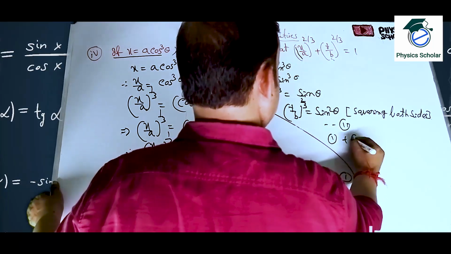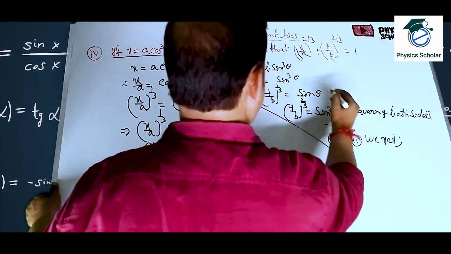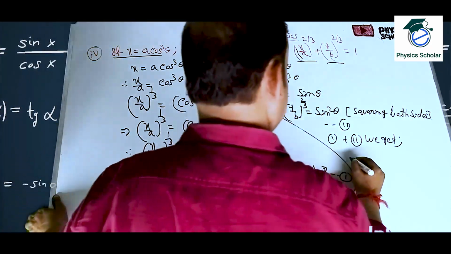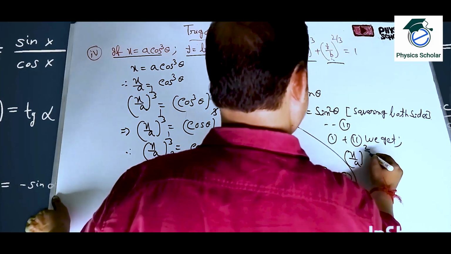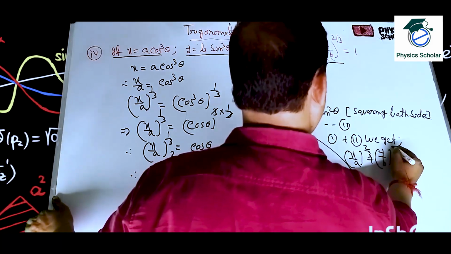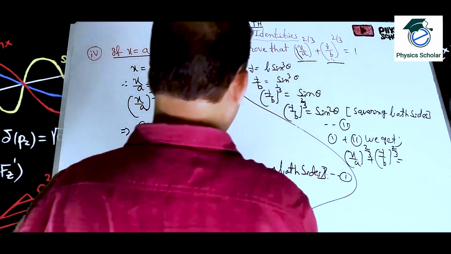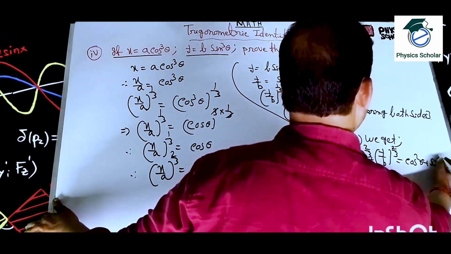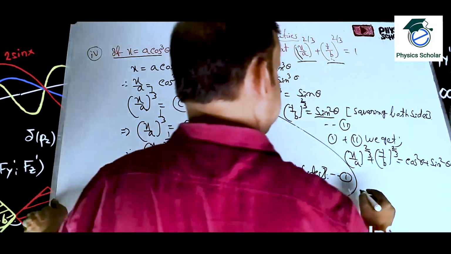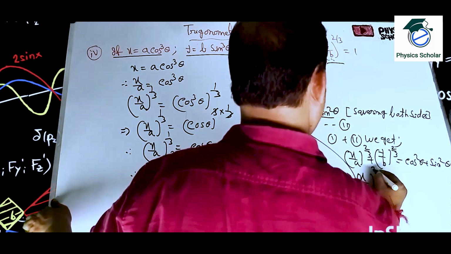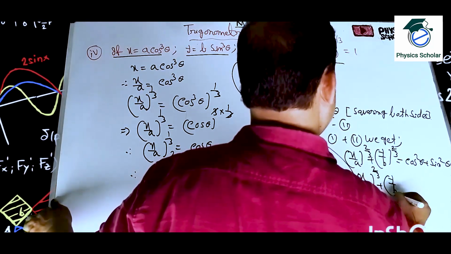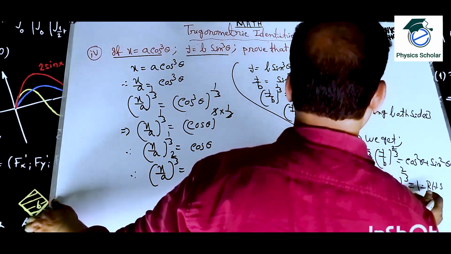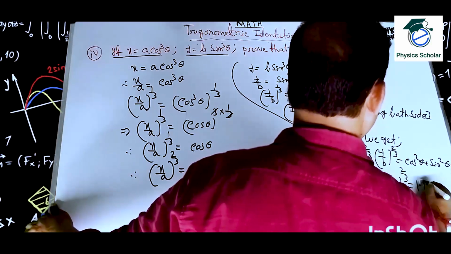Now 1 plus 2 we get. Why 1 plus 2? Because this plus this is given, okay, x by a whole to the power 2/3 plus y by b whole to the power 2/3. So what we can write? X by a whole to the power 2/3 plus y by b whole to the power 2/3 is equal to cos square theta plus sin square theta. What is the value of cos square theta plus sin square theta? 1. So x by a whole to the power 2/3 plus y by b whole to the power 2/3 is equal to 1, is equal to RHS, okay, proved.